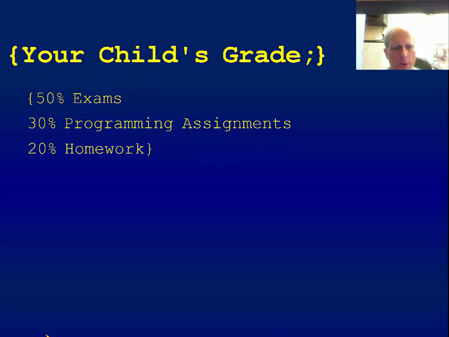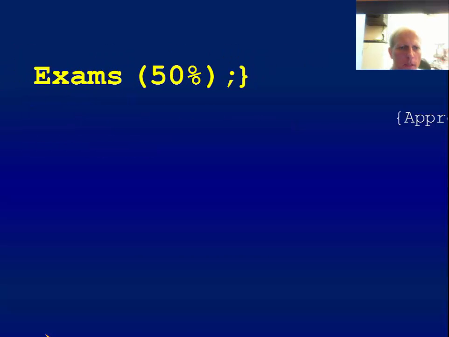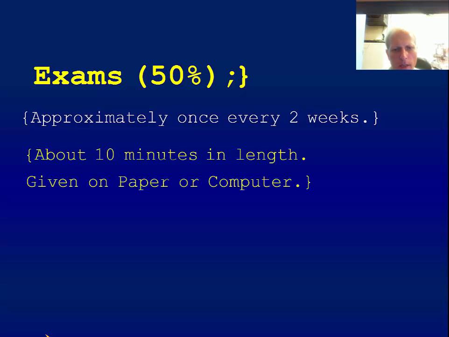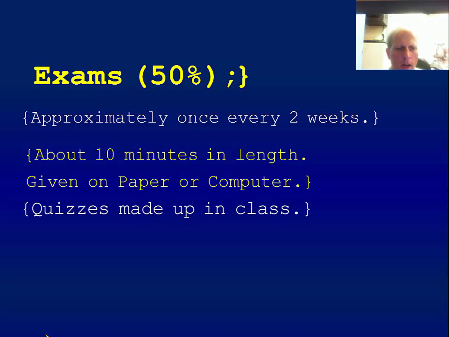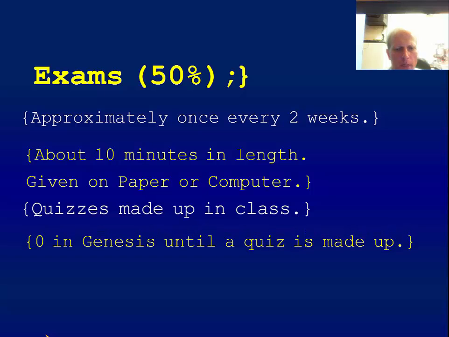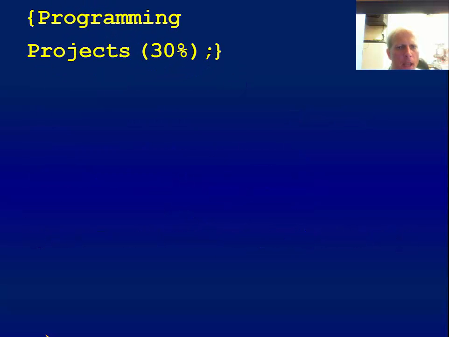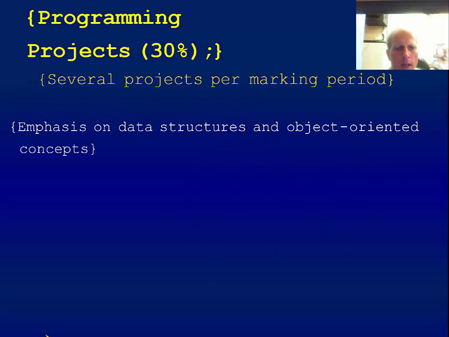Your child's grade: 50% will be exams, 30% programming assignments, and 20% homework assignments. The exams, probably about once every 2 weeks, 10 minutes, well actually probably a little bit more than that, given on paper or a computer. Quizzes will be made up in class, and I will put a 0 in Genesis until a test is made up.